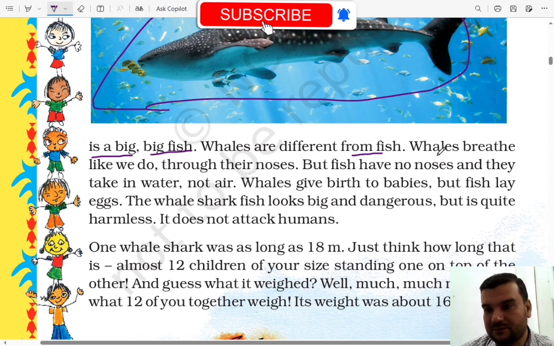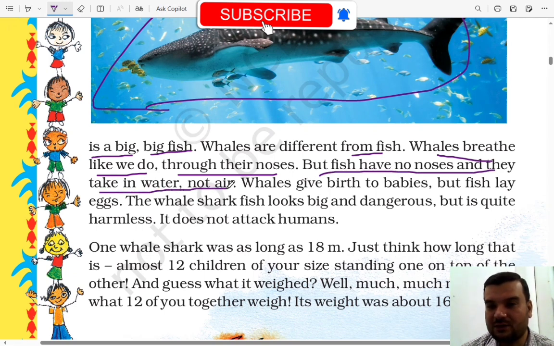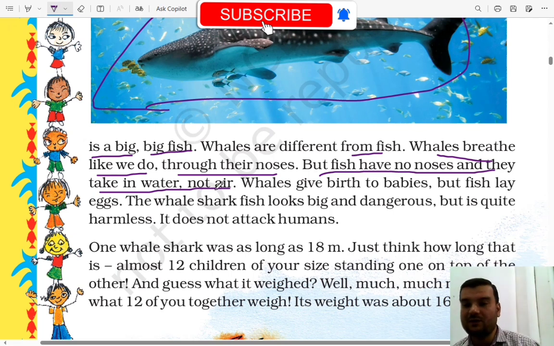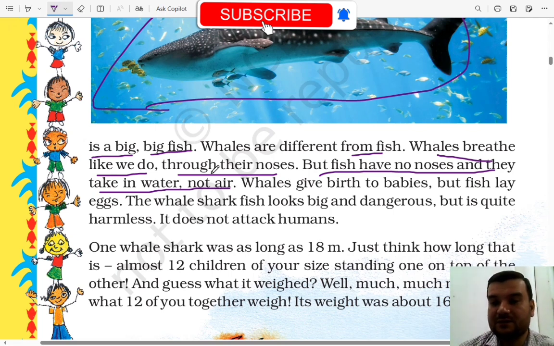So why? Because whales breathe like we do. Okay, as human beings breathe, he is saying that whales also breathe like us, through their noses. But fish have no noses and they take in water, not air. Okay, fishes take water in and not the air. Whales give birth to babies, but fish lay eggs. So like human beings, whales also do.